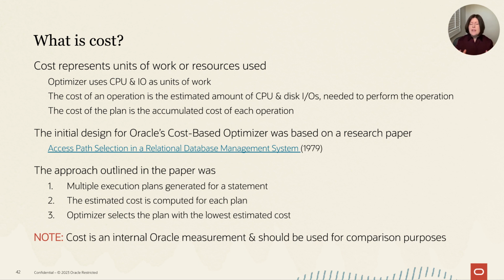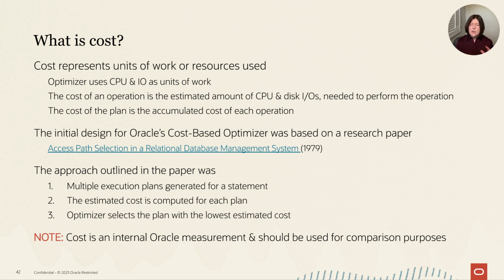Now, if you're interested in the history of how the optimizer should work, the Oracle Cost-Based Optimizer is actually based on a research paper that came out all the way back in 1979. In that paper, it outlined what a good cost-based optimizer would do. And as you'll see, we're sticking very much to that formula. The paper says you produce multiple execution plans for each of the SQL statements. You estimate a cost for each of those plans. And then the optimizer picks the plan with the lowest cost. And that's exactly how it works today.